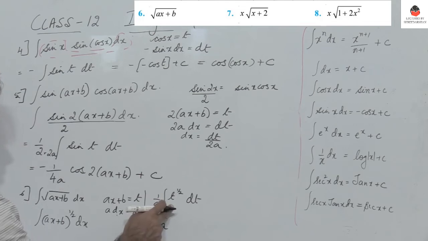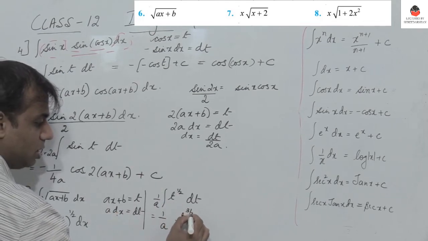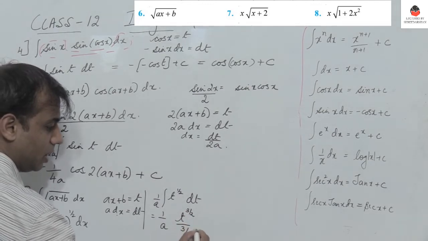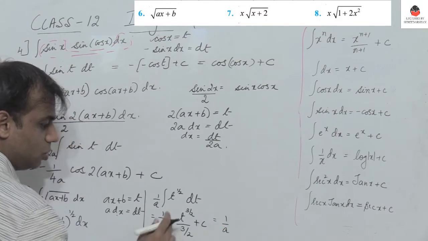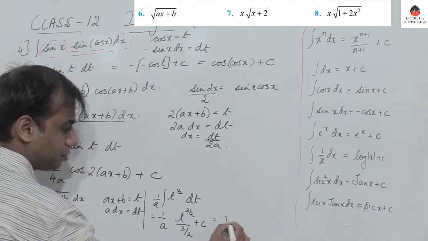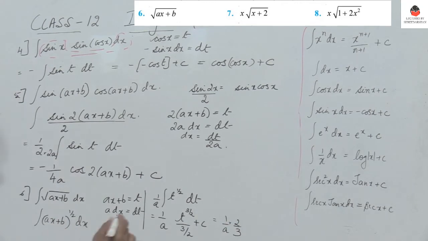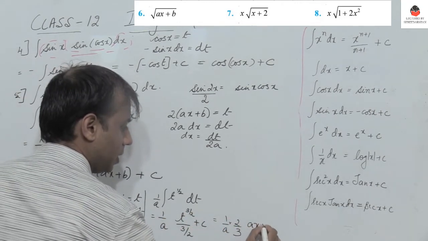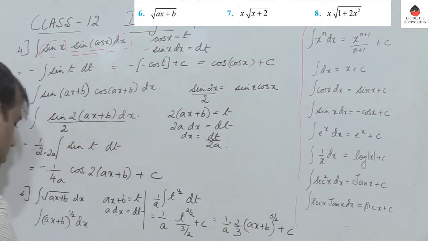What is integral t power half? It is t power half plus 1, which is 3 by 2, divided by 3 by 2, plus c, which is nothing but 1 by a into 2 by 3. And what is t? T is ax plus b. So you have ax plus b whole power 3 by 2 plus c. So this is the answer.